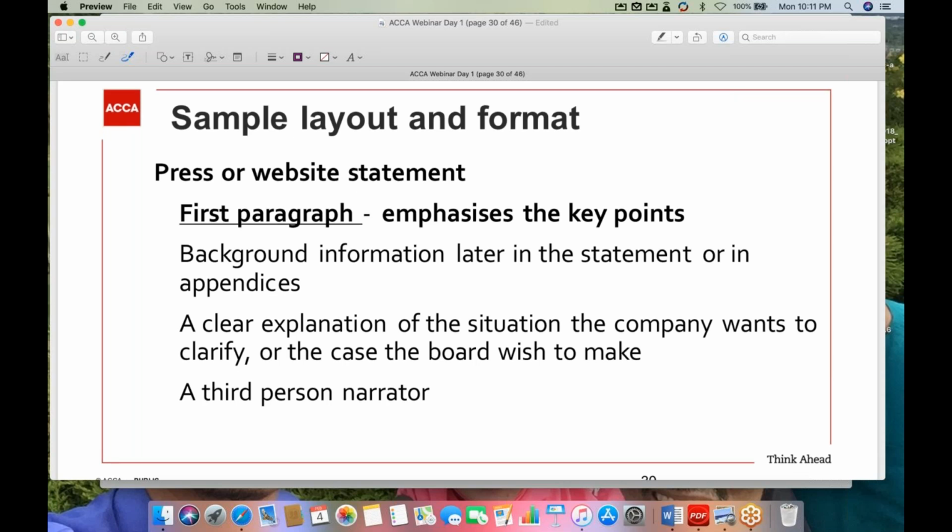Okay, this is an example of a press and website statement. Your first paragraph emphasizes the key points, and you must have the background information later in the statement or in the appendices. You must have a clear explanation of the situation the company wants to clarify or the case the board wishes to make. And then it has to be a third person narrator. Usually it's the company, whatever the name of the company is. It's not I, it's not you.